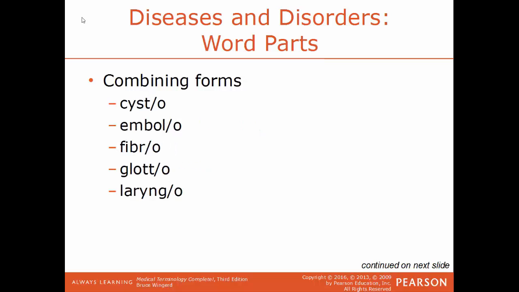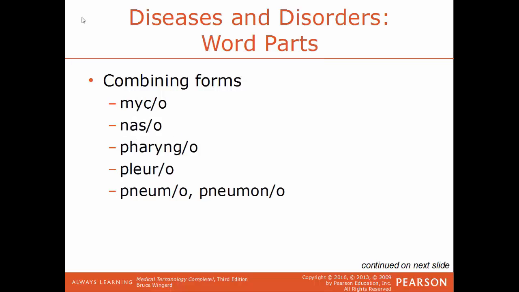Cyst, or cysto, is a reference to a sac of fluid, or a cyst. Embolo is a reference to an embolus, which is a traveling blood clot. Fibro is a reference to a type of fiber. Glotto is a reference to the tongue. It can also mean speech or language. And laryngo is a reference to the larynx, which is the voice box. Myco is a reference to fungus. Naso is a reference to the nose. Pharyngo is a reference to the pharynx, which is the other term for the throat. Pleuro is a reference to the pleura, or the pleural space, the membranes that wrap around the lungs. And pneumo, or pneumonio, is a reference to the lungs, or gas, or the air.